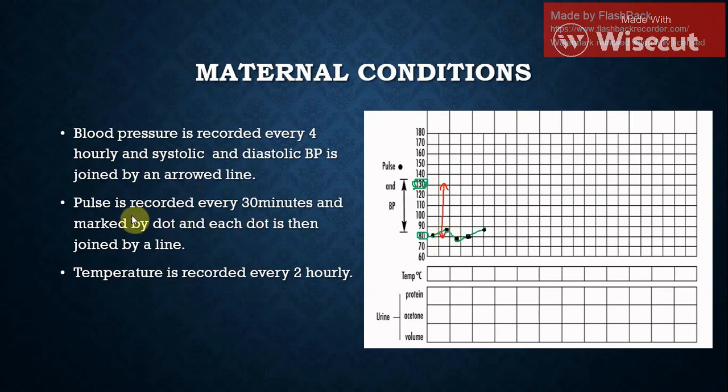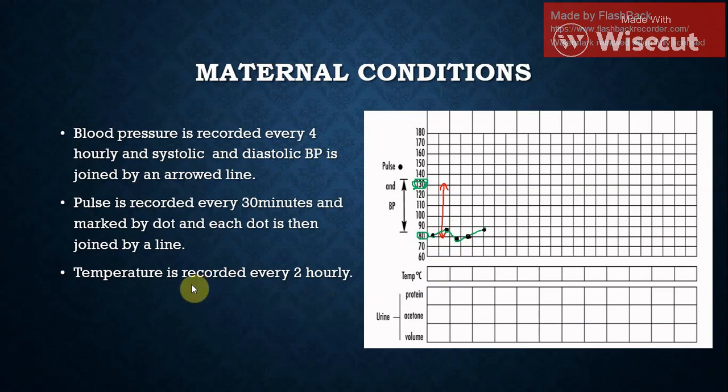Coming on to the pulse. Pulse is recorded every 30 minutes and marked by a dot, and each dot is then joined by a line graph. Like we have recorded the fetal heart rate, we will again record the maternal pulse. So if on our examination we find that the maternal pulse is around 80, we will represent it with a dot on the line joining 80. Then on our subsequent examination we find that it is somewhere around 88, 89, and then again around 80. Then we have again 80. So we will represent it with dots, and then we join the dots with a line graph again.